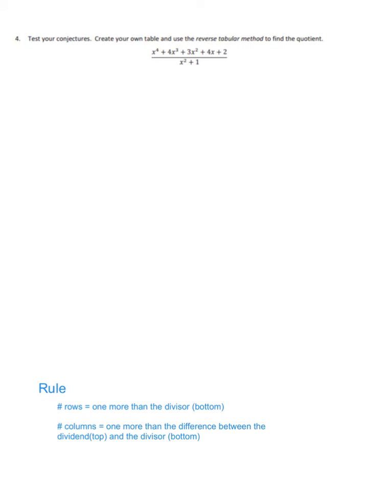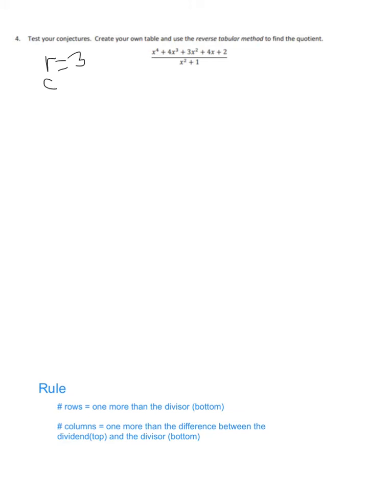Alright, so now we're going to go on our reverse tabular method and do another example here in number 4. But before we do, I want to talk about rules down here. In order to figure out the number of rows you need, because we've got to figure out how many rows and how many columns, you need one more than the divisor. That's the bottom number. So up here, the bottom is the highest degree of 2. So I need one more than that. So I am going to need 3 rows. So if I write that up here, my rows will be equal to 3.